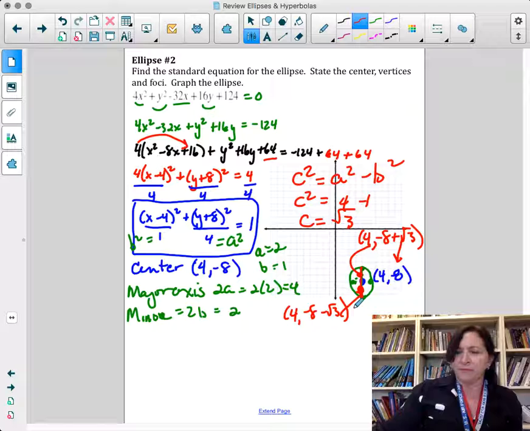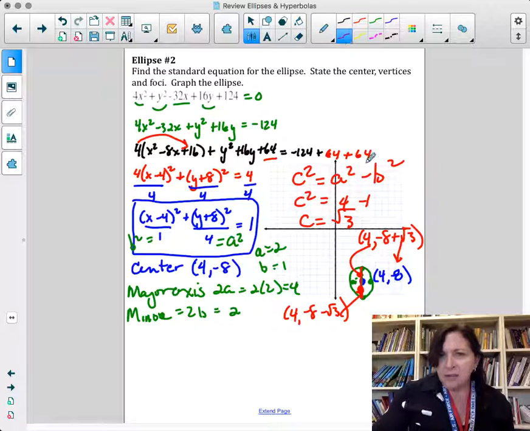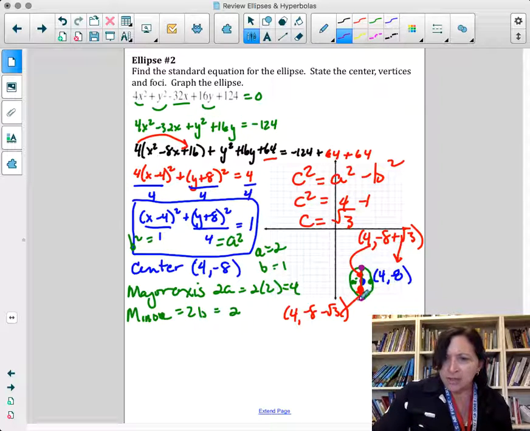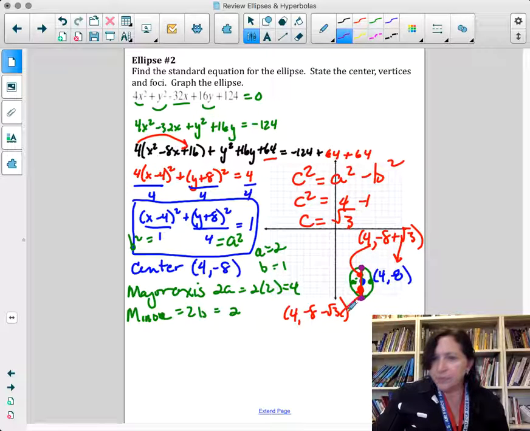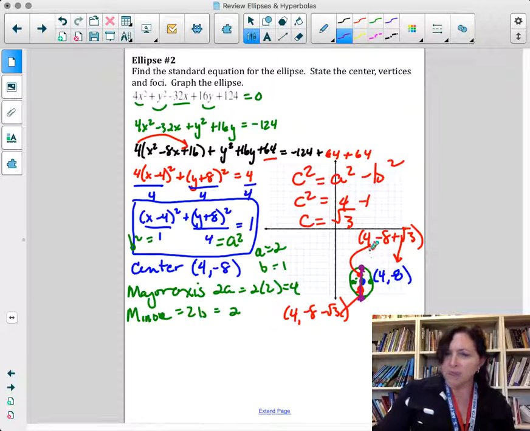So now we have all the values for that. And one last thing, when they ask you for the vertices, they are the endpoints right here, which are on the major axis. So make sure that when you're on the major axis, the vertices are on that major axis. So like this point and this point, you would need to label.